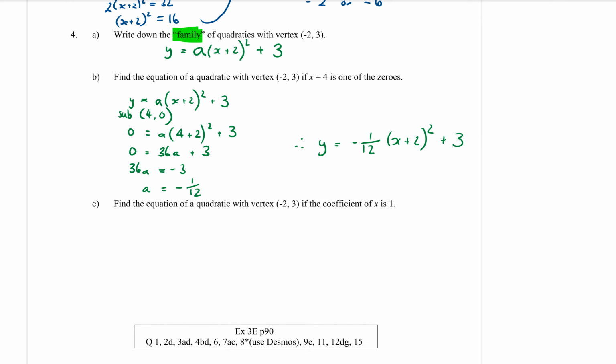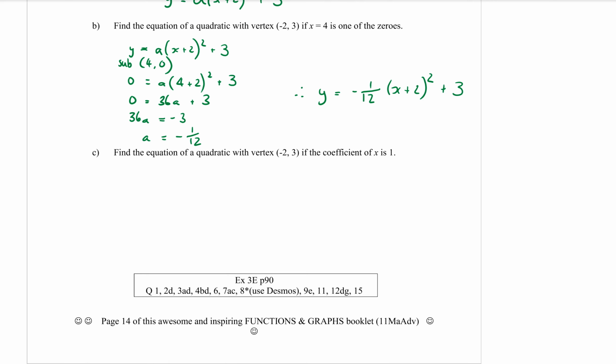Last bit. Find the equation of a quadratic that has that same vertex, -2, 3, if the coefficient of x is 1. All right, let's start with our equation. y equals a (x plus 2) in brackets squared plus 3. We know that's our starting equation when we're given that vertex. This time we're after the coefficient of x. So I'm going to have to expand out that perfect square to find my x. I need my x all by itself. So leave the a out the front for a minute.